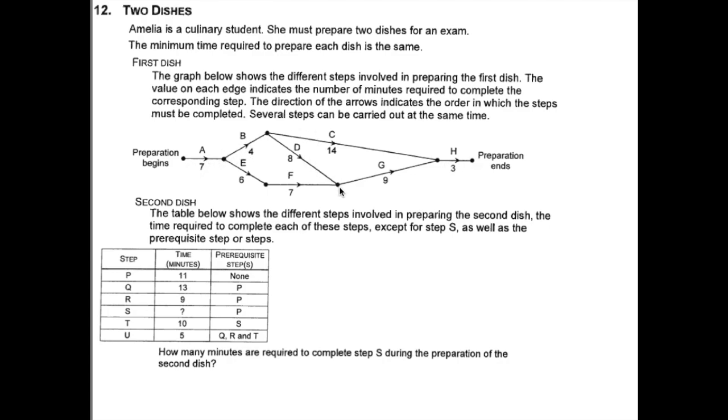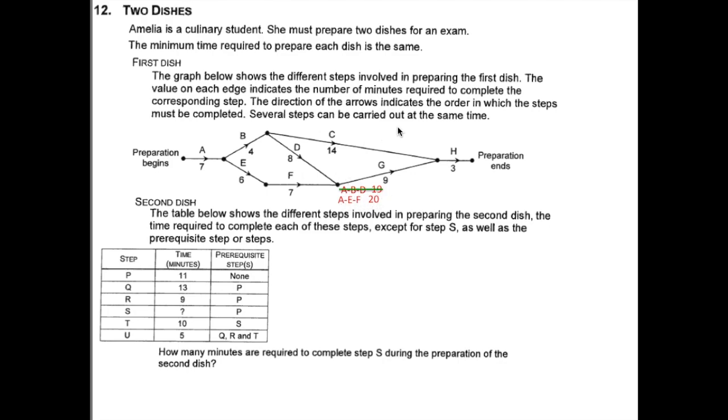The first nexus point is right here. How can we get there? We can get there by going A to B to D, and that would take us 7 plus 4 is 11, plus 8 is 19. Or we can go A to E to F. 7 plus 6 is 13, plus 7 is 20. We have to take the 20. We have to always take the longest route. We're going to discount the A, B, D.